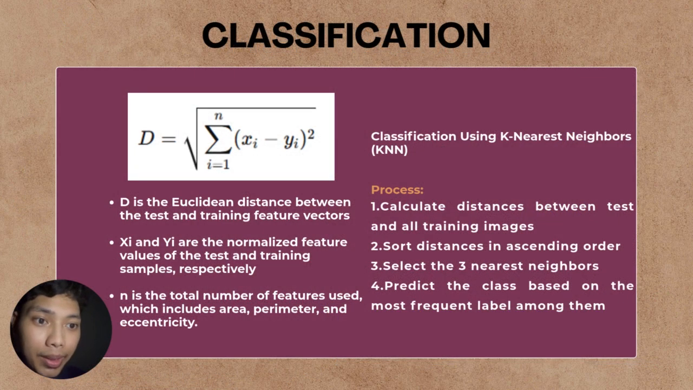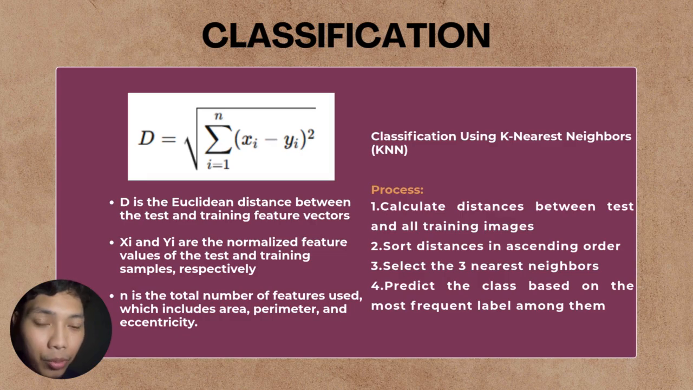Alright, I will present the classification. So, classification using the K-nearest neighbor, KNN. I will show the formula. This formula for D is the Euclidean distance between the test and training feature vectors. X and Y, or Xi and Yi, are the normalized feature values for the test and training samples respectively.